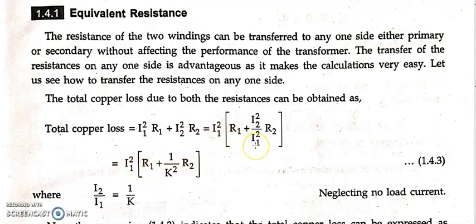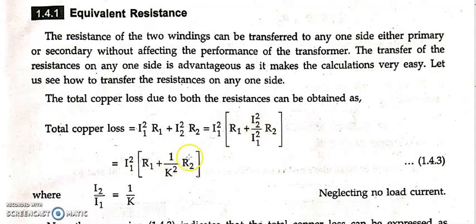But we know that I1 by I2 is K. Transformation ratio we have already learnt. I1 by I2 is K, and I2 by I1 is 1 by K. Since the square is on both sides, the numerator as well as the denominator, I will write 1 by K whole square. 1 square is 1, so it is K square in the denominator of R2.